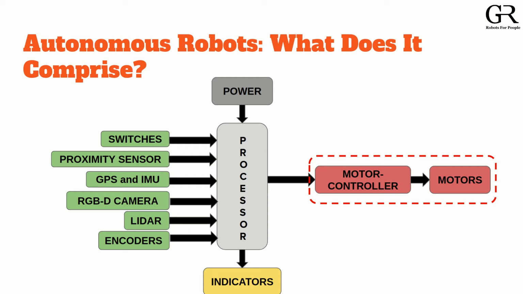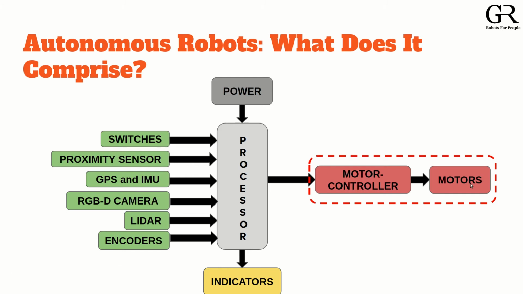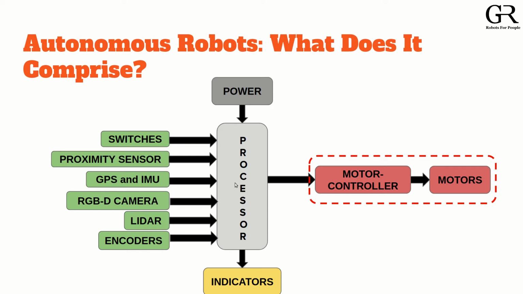So in this way you have to divide the entire system of your robot. The motor controller is nothing but an H-bridge, or you can use any ready-made controller. And the motors are very special ones which have encoder feedback, and that encoder feedback you can pass on through the encoder block to the processor. In this way you have to build your robot.